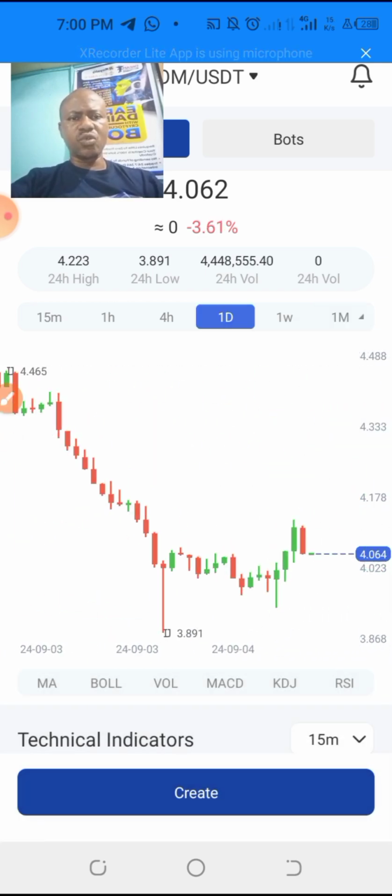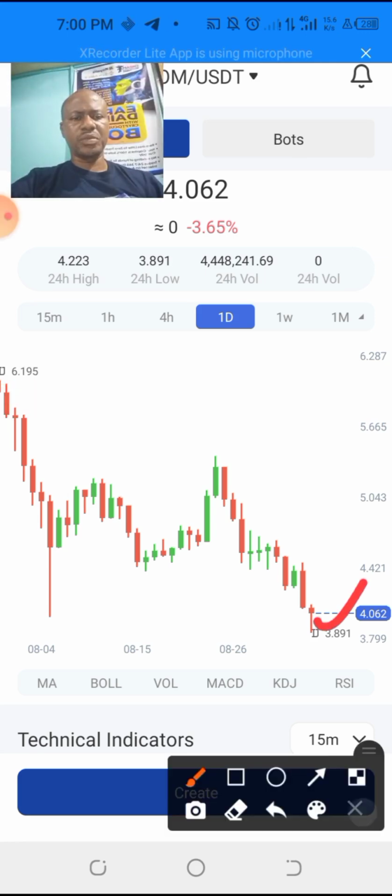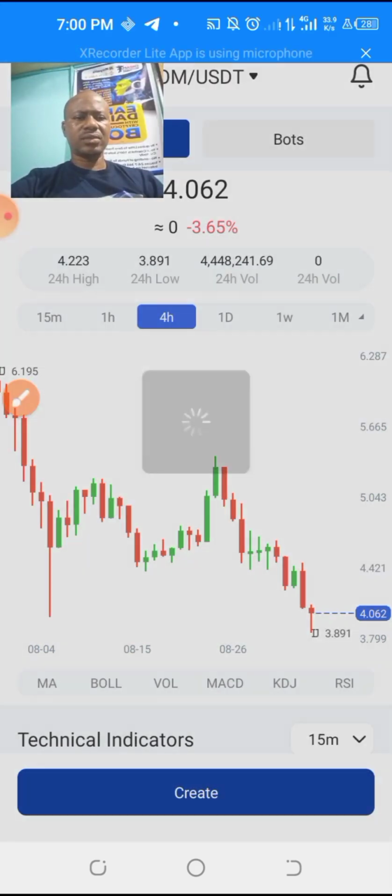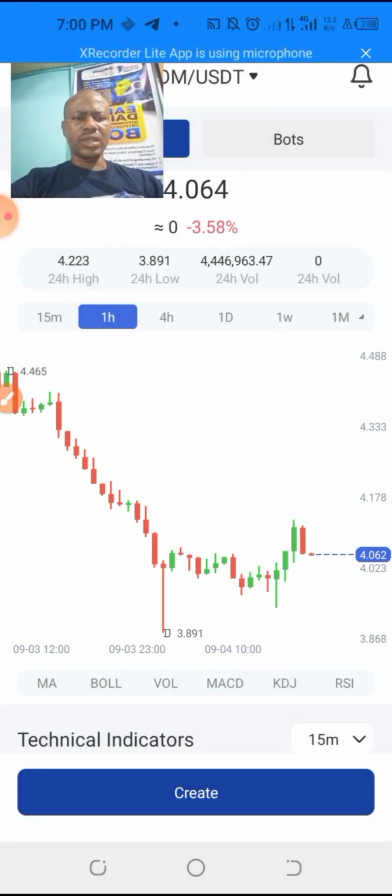So let me go to 1 day. Now on the 1 day chart, it's on a downward trend. So it's a plus for me. On the 4 hours, it's on a downward trend too. Then on the 1 hour, it's on a downward trend, but it's about moving. There's following from a green candle, so I can enter this coin.